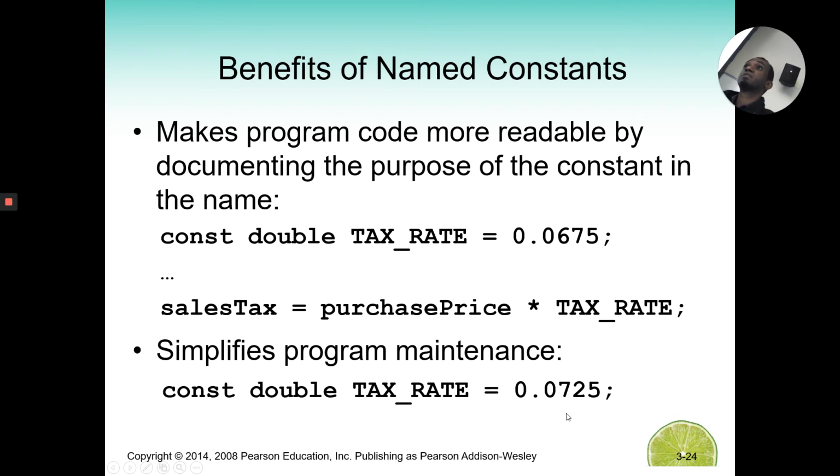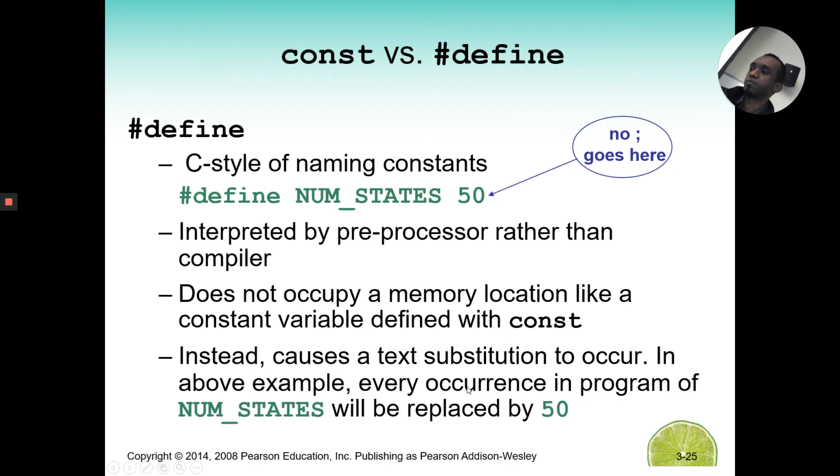So what are the benefits of named constants? It makes program code more readable by documenting the purpose of the constant in the name. So you have const double TAX_RATE. Like we talked about with variables, when you define a variable, make sure the name reflects what it's trying to do or what it's trying to hold. Sales tax equals the purchase price times the tax rate. It also simplifies program maintenance. You write const double TAX_RATE and then set it equal to a value.